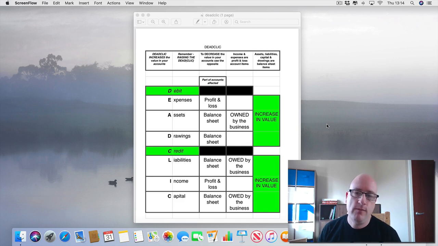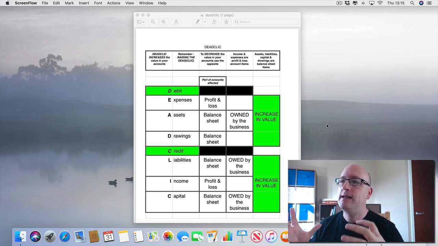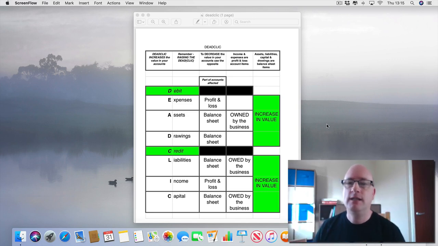It's just important to remember on double entry bookkeeping that every single transaction has two sides to it. There'll always be a debit side and there'll always be a credit side. When we enter those transactions in the accounts in the example next, every single one of those transactions will have two entries, and I will show you how our methodology works for each of those transactions. So that's DEADCLIC explained. I will attach the PDF to this clip so that you can download this for yourself and print it out and constantly refer to it.